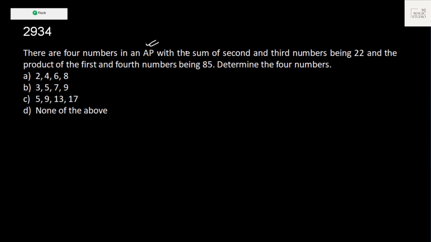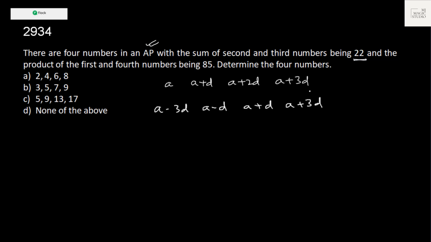There are 4 numbers in AP with the sum of second and third number being 22. So suppose the numbers are A plus D, A plus 2D, A plus 3D, or you may also take numbers as A minus 3D, A minus D, A plus D, A plus 3D. Like these also you can take 4 numbers in AP.